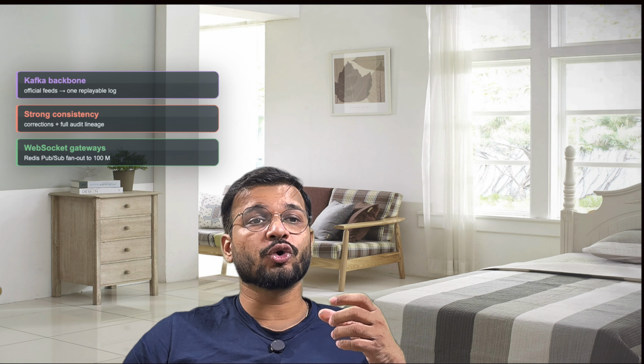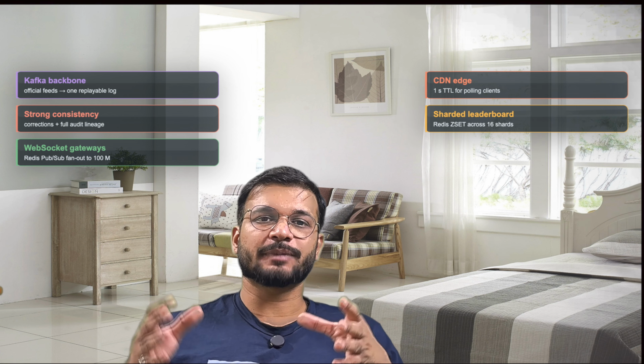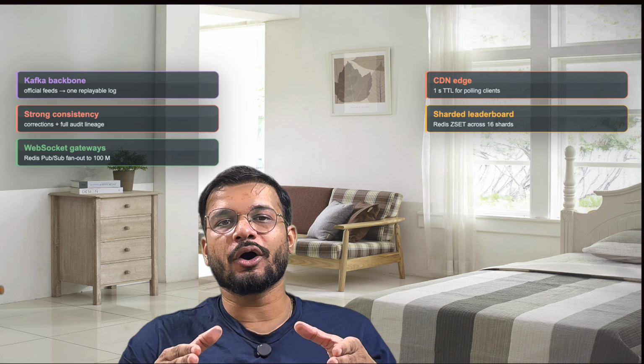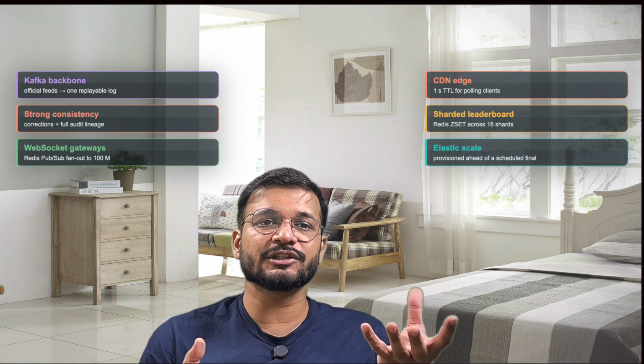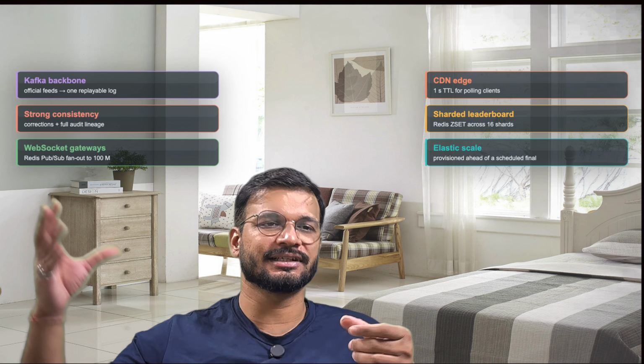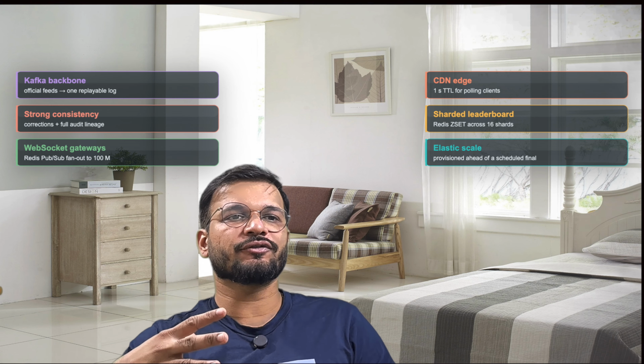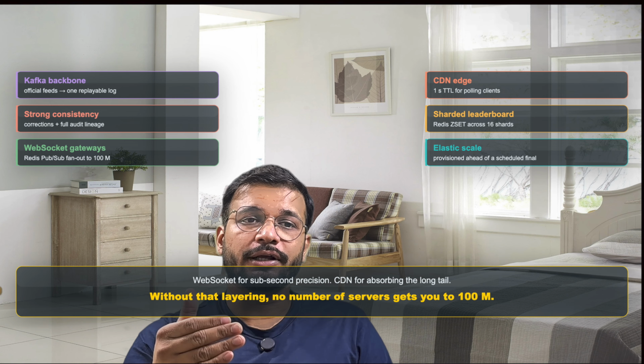All right, let's bring it all together. We built a real-time live scoreboard that ingests score events from the official data feeds through Kafka. It processes them with strong consistency and supports corrections with full audit lineage. It delivers the score to 100 million concurrent viewers via WebSocket Gateway, Redis PubSub, and CDN Edge, all under 1 second. It maintains a sharded real-time leaderboard using Redis sorted set across 16 shards. And then it scales proactively for scheduled events like a World Cup final.